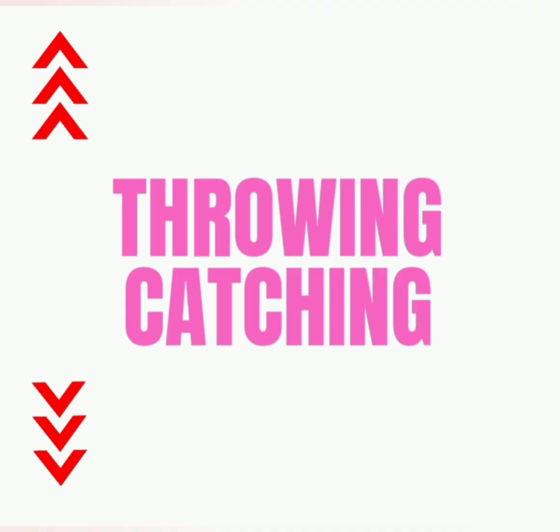Throwing is using an arm or both to propel something with force through the air by a movement of the arm and hand, while catching is stopping and controlling a moving object by use of the hand.